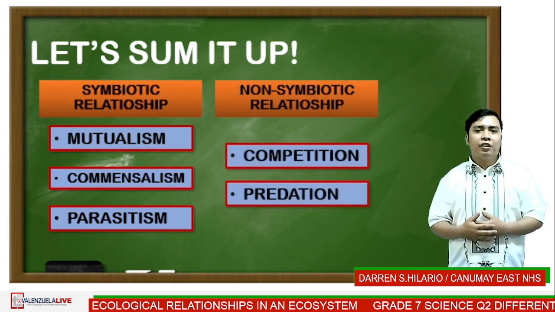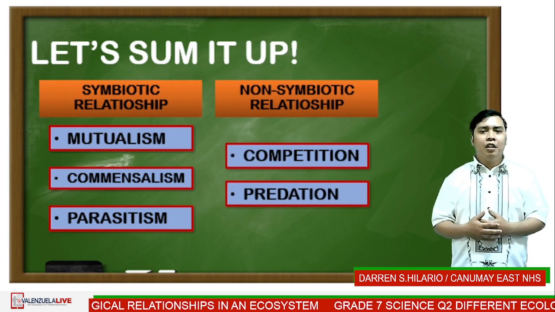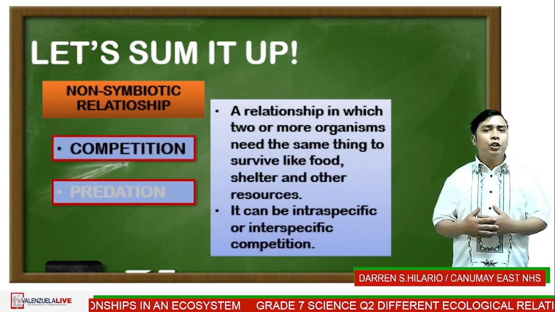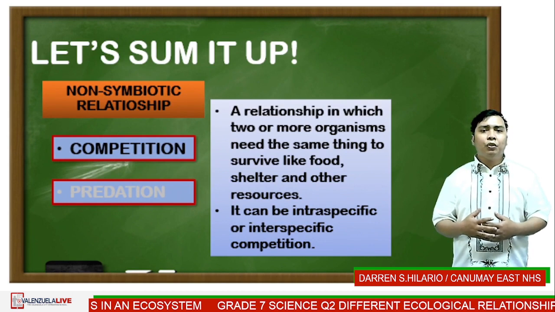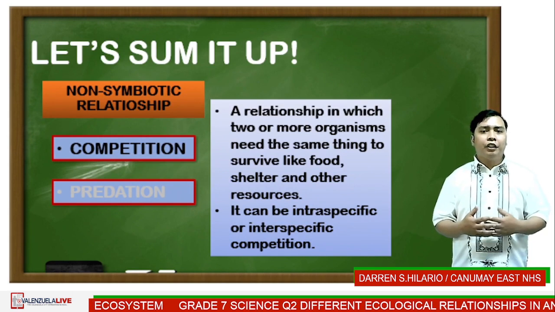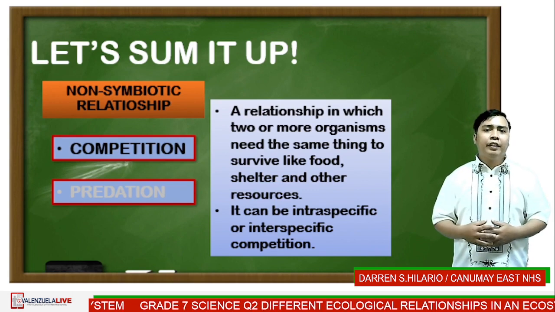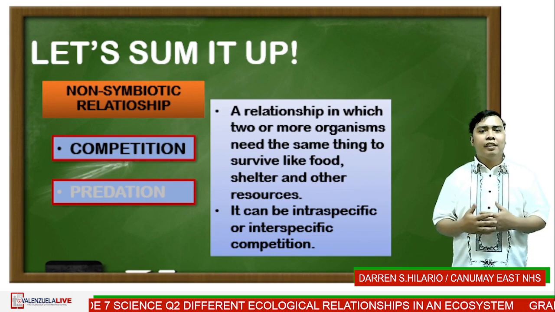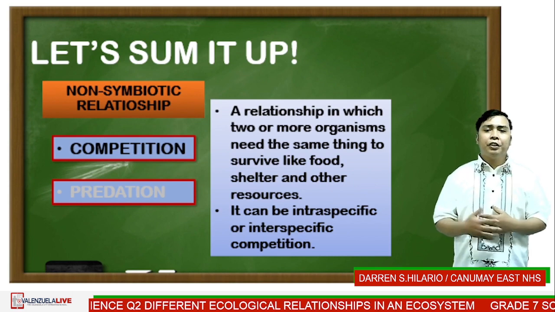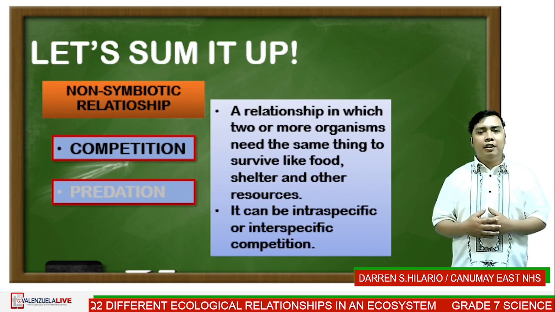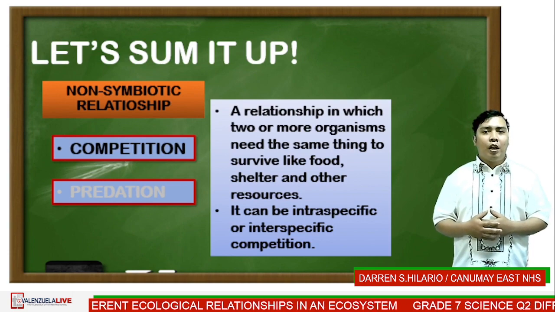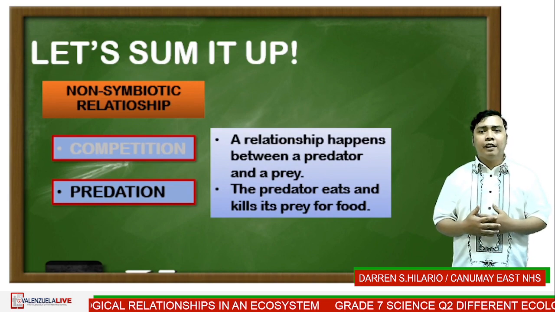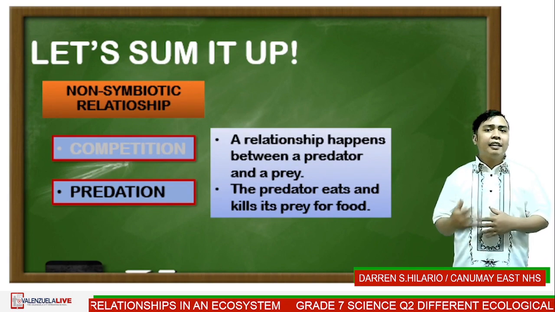We also have interactions that happen under the non-symbiotic relationship, which are competition and predation. Competition is a relationship in which two or more organisms need the same thing to survive, like food, shelter, and other resources. We have two specific types of competition, which are the intraspecific competition that happens between the same species of organism and the interspecific competition that happens between different organisms. While predation happens between a predator and a prey. The predator eats and kills the prey for food, just like an eagle and a rat.